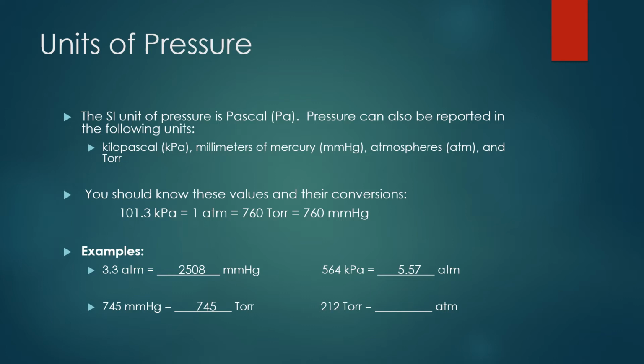In this problem, you notice that 1 ATM equals 760 torr. So, you should have taken 212 torr, divided it by 760, and you would have gotten about 0.279 ATM.